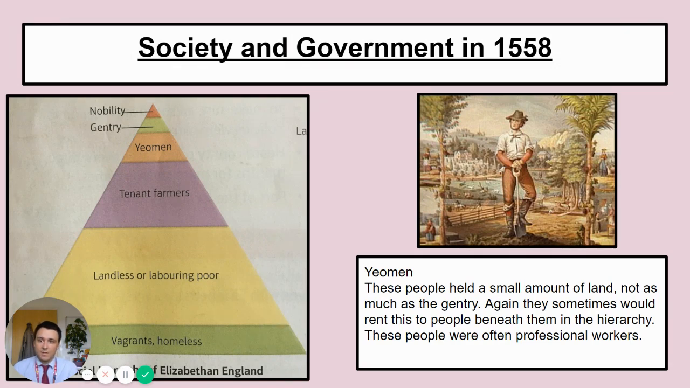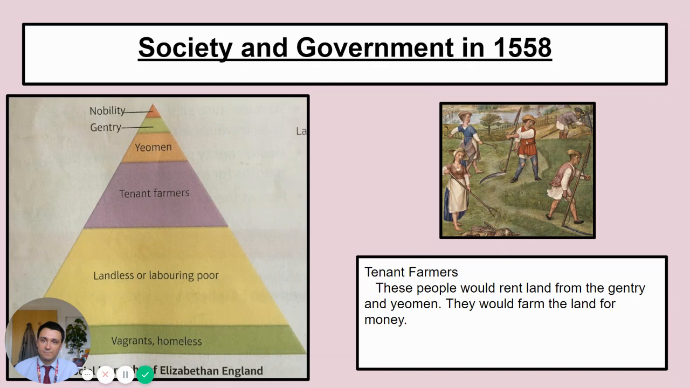Yeomen are next. So these are people who own a small amount of land, not as much as the gentry. But again, they might rent some of their lands to people beneath them. So they would look after the land and they would make some money from renting that land out to others. And these are often professional workers, yeomen. So they have got paid jobs.